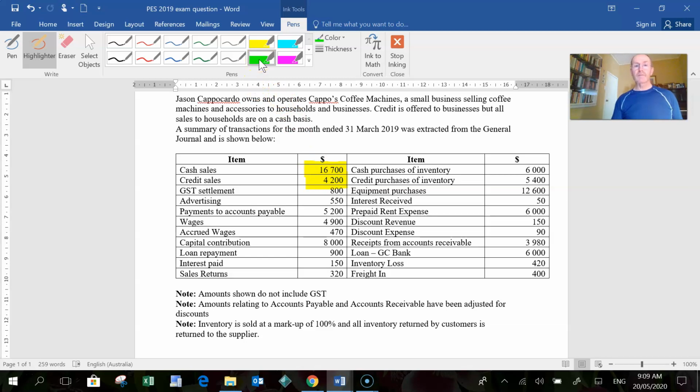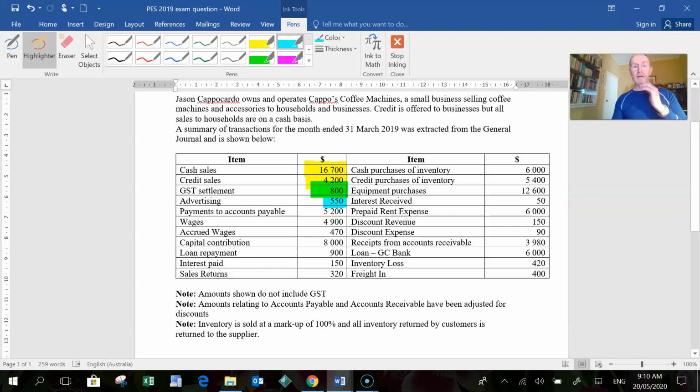Let's go through the payments. So this one here is your GST settlement. So clearly that will be a debit, but for the full amount because you're paying the GST that you owe. Right, the next one is a payment for advertising, but you only want to calculate 10% of that. Right, so $55. Payments to accounts payable. Right, so very similar to your accounts receivable.